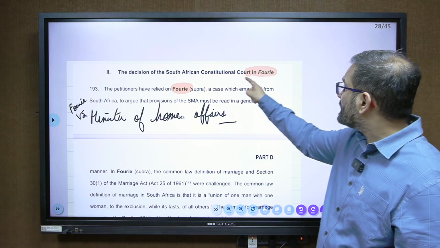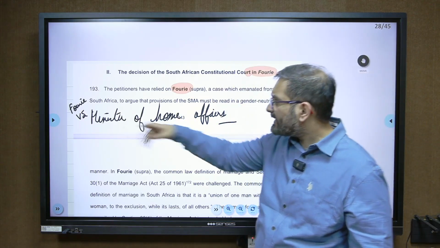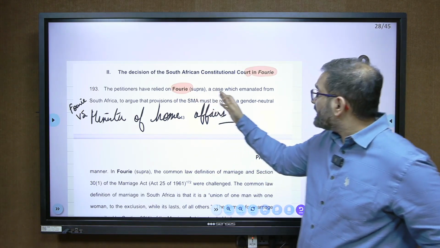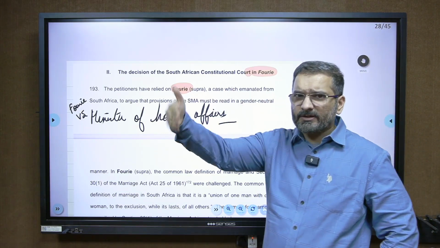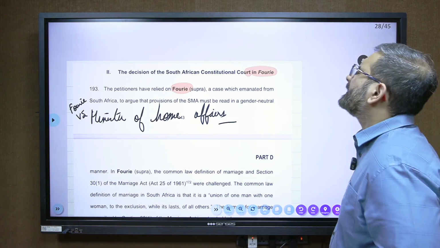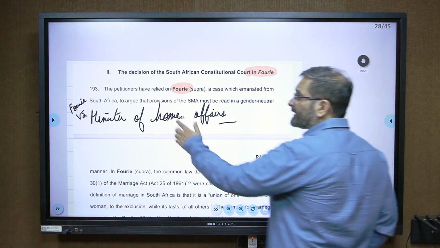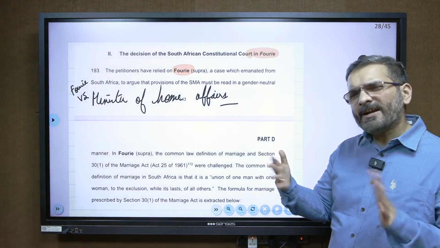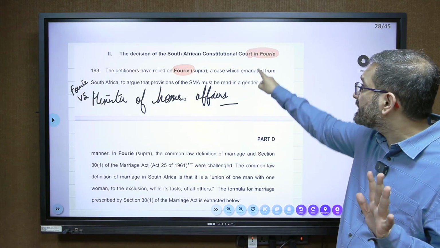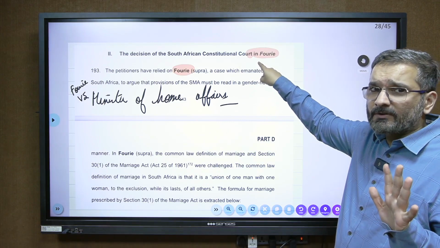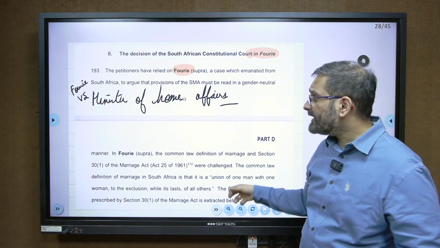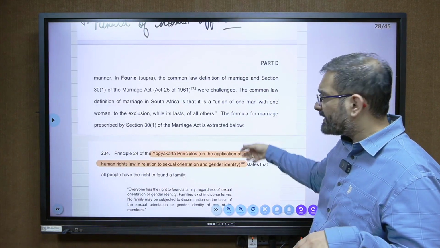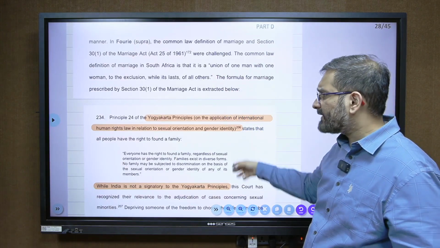Now the decision of the South African Constitutional Court in Fourie. Fourie, F-O-U-R-I, here we would have called it Chauka, versus Minister of Home Affairs. That was the precedent being relied upon by the petitioners, to argue that the provision of SMA must be read in a gender neutral manner. The case law will be asked in CLAT only, I don't see this popping up in our local judiciary exams. That South African Constitutional Court case is Fourie versus Minister of Home Affairs. This must have discussed marriage and given a gender neutral judgment, so the South African one is the one to remember.